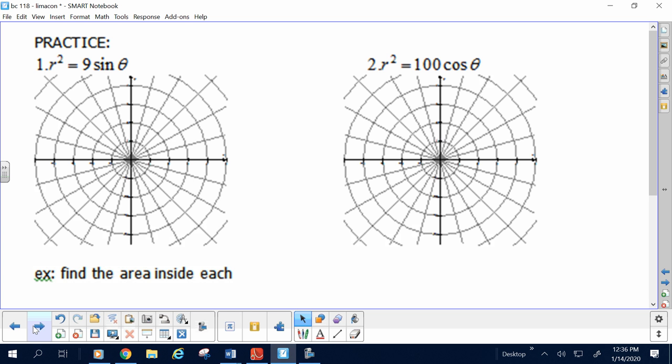Okay, is it a lemniscate? What's the symmetry? How big? Oops. Is yours 2 theta? Yeah.